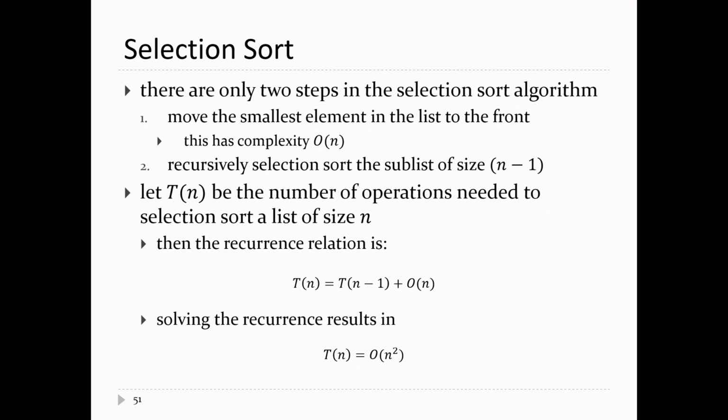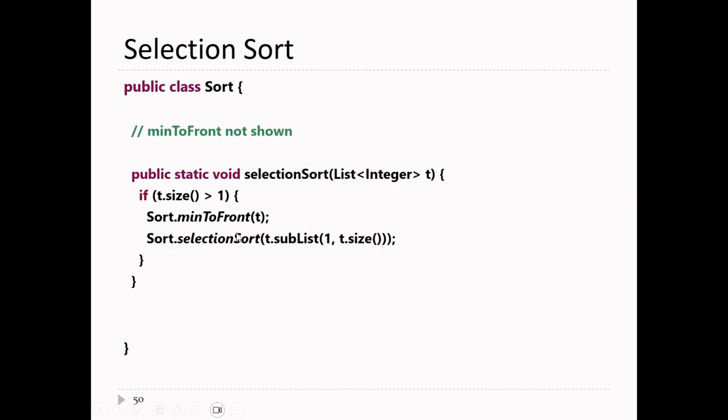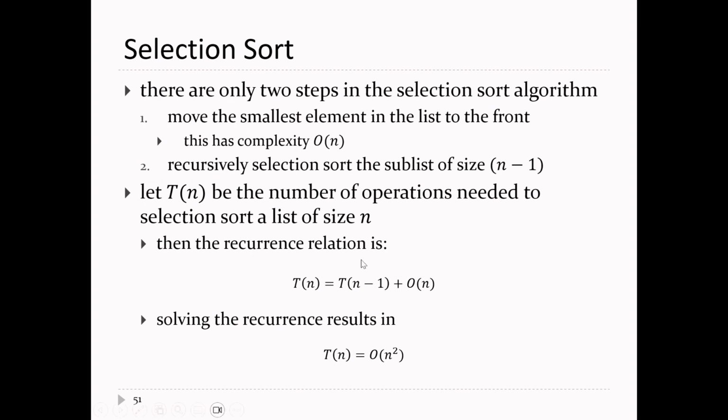And so when you look at the recursive version of selection sort, you ask yourself, well, what does it do? So T of n is going to be the number of operations needed to sort the list. So what does this do at each step? Well, it selection sorts a list that's one smaller than the previous list. So to sort a list of size n, you need to sort a list of size n minus 1. What else do you have to do?